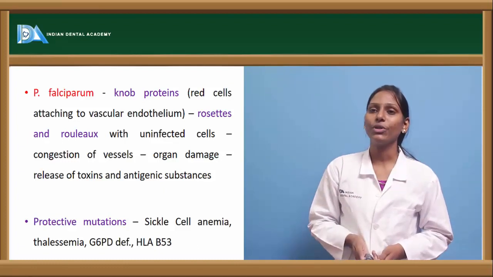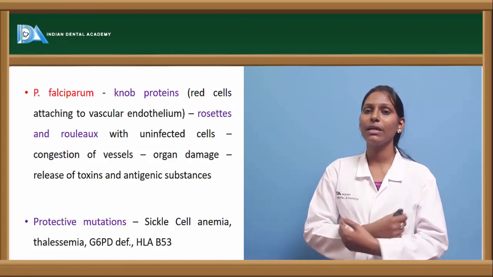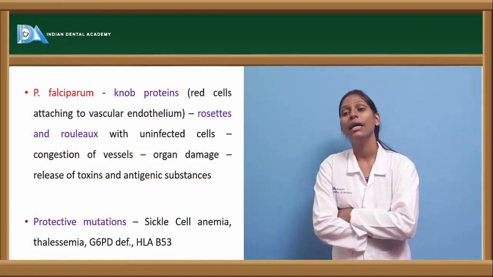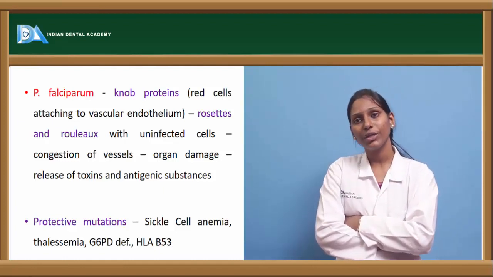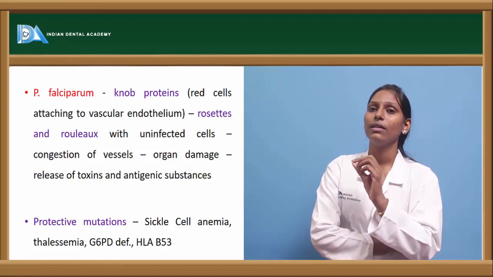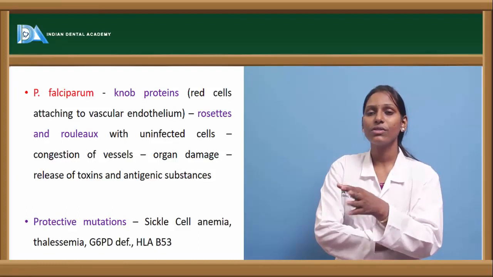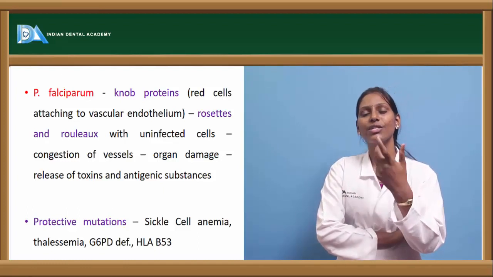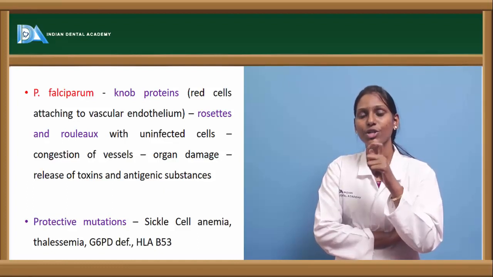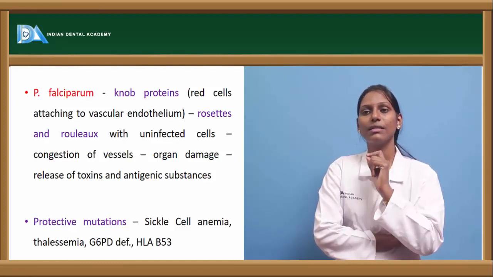Coming to the protective mutations, normally as we have discussed, Plasmodium falciparum will attack the red blood cells. In case there are certain protective mutations, especially in sickle cell anemia, sickle cells will not be able to form rosettes or rolex because the discoid structure is already lost in this condition. The biconcave structure of RBC is already lost in sickle cell anemia.